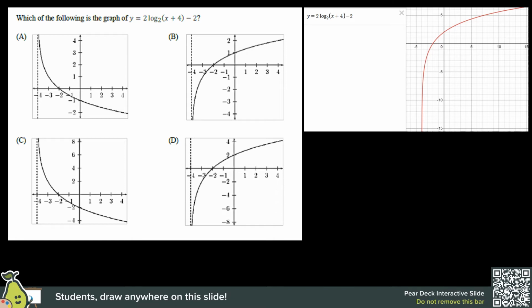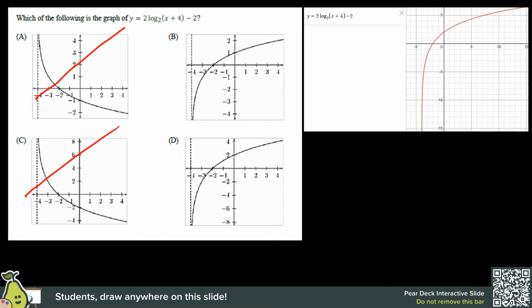So here it says, which of the following is a graph of y equals 2 log base 2 of x plus 4 minus 2. Now, you can do this by hand, or you can use Desmos. And just for accuracy's sake, and I want to make sure that you guys get good practice with Desmos too, put it into Desmos. That's what I've done here. And so right away, for speed purposes, I can see that my graph, going from left to right, is going up. So I can immediately cross out A and C.